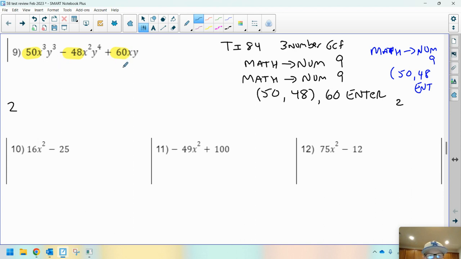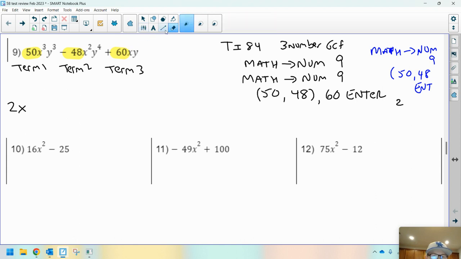All right, let's look at all the terms. Term 1, term 2, term 3. Do all the terms have an x? Yes, yes, yes. So we know we have an x as our GCF. What's the smallest x? When I say smallest x, I mean which exponent is the smallest? 3, 2, this is a 1 we can put here. So it's just x or x to the first.